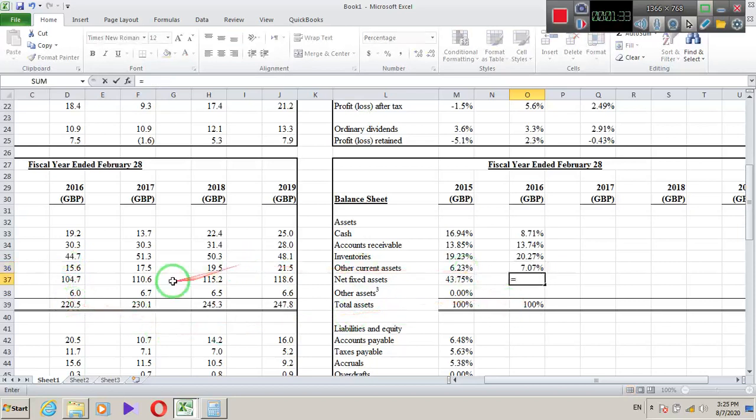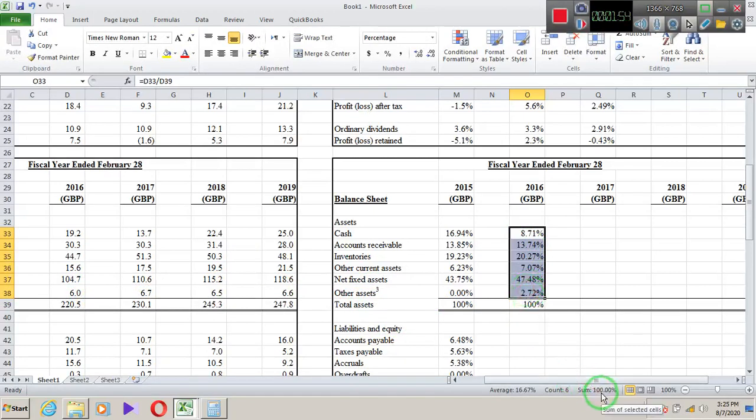And next net fixed asset is equal to 47.48%. And same the other asset, and total asset is equal to 2.72%. So if we sum all this percentage, it will be equal to 100%.